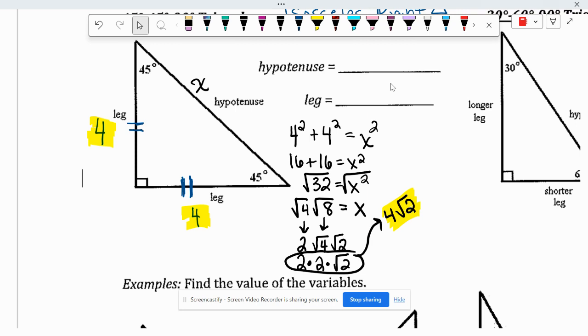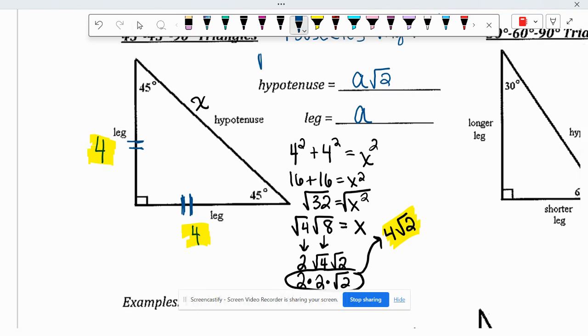That's the pattern. So if the leg has a measurement of A, then the hypotenuse is A times the square root of 2. This is the rule for 45, 45, 90 triangles. The hypotenuse is whatever the leg is times the square root of 2.